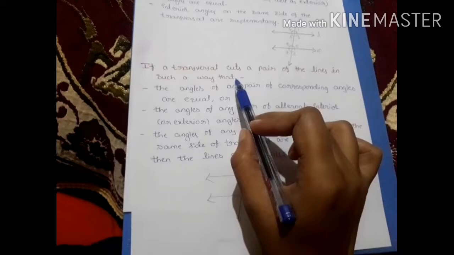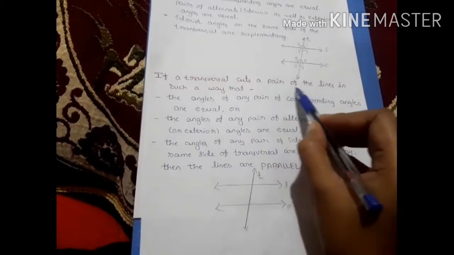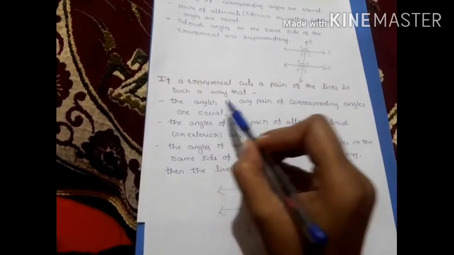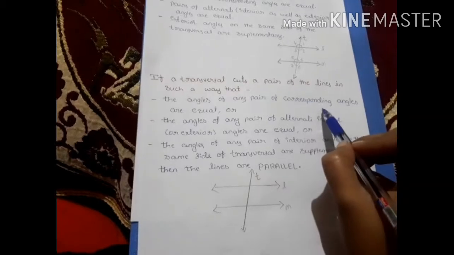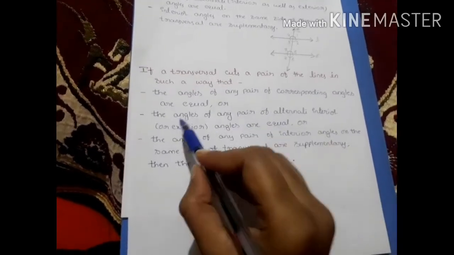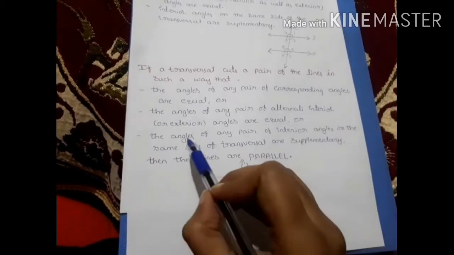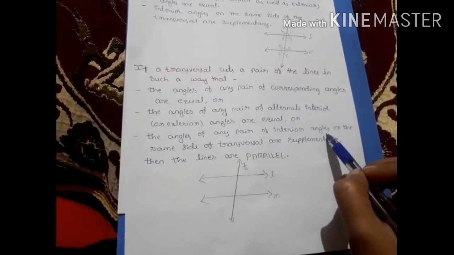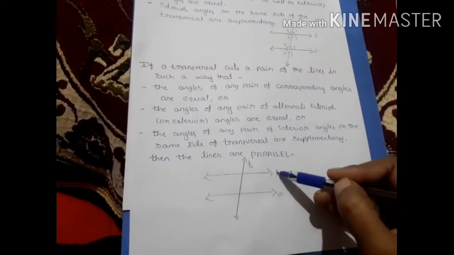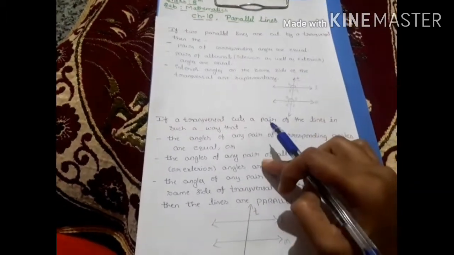If a transversal cuts a pair of lines, children, not parallel lines but a pair of lines, in such a way that any pair of corresponding angles are equal, or any pair of alternate interior angles are equal, or any pair of interior angles on the same side of the transversal are supplementary, then the given two lines are parallel to each other. By applying these two conditions, we solved worksheet 1.